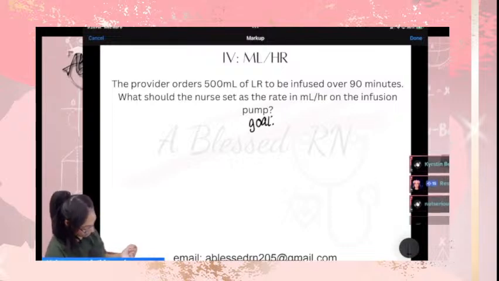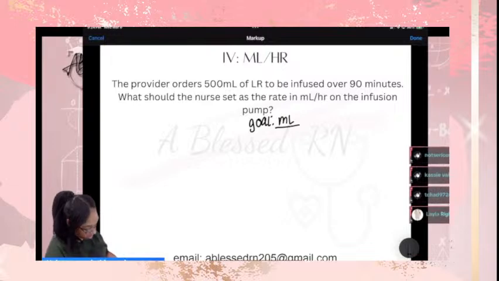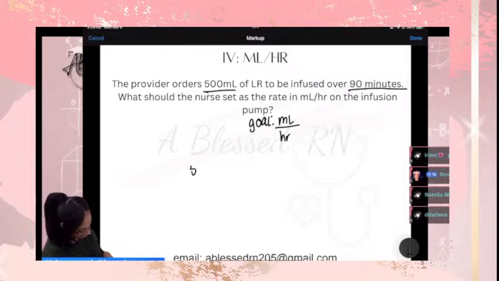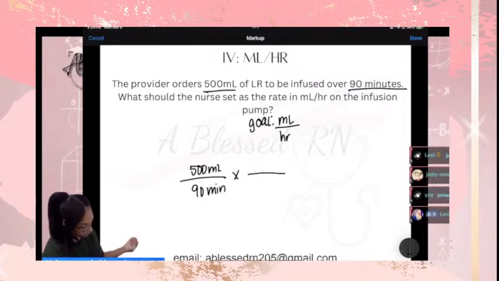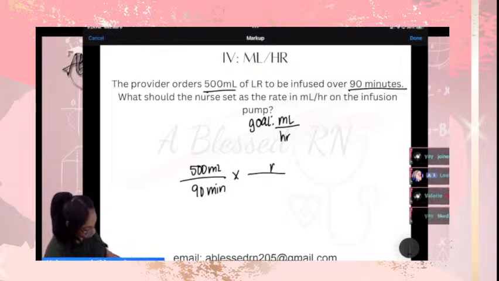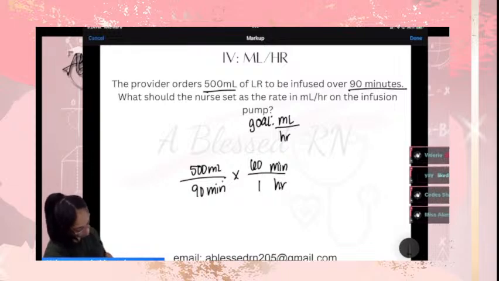So we'll do the same thing. So we're looking for our goal. Always identify your goal. What is it that you're looking for? Okay. So milliliter over hour. All right. So 500 mLs over 90 minutes is what we have. So your volume over your time, right? And we need mLs on the top, which we have, but we need hours on the bottom. So we'll do minute on the top, hour on the bottom. There are 60 minutes in 1 hour. So now we're at goal.